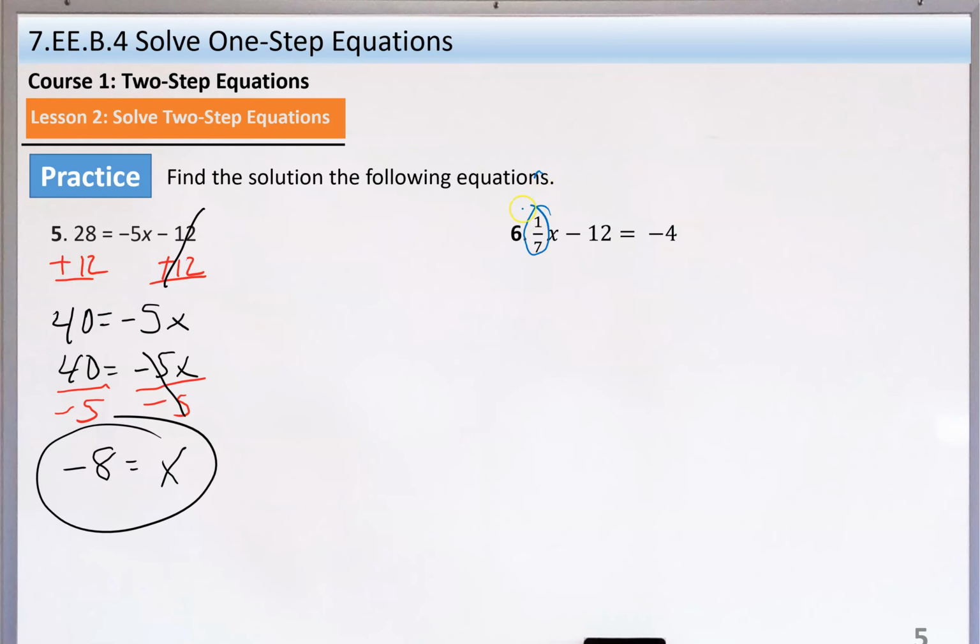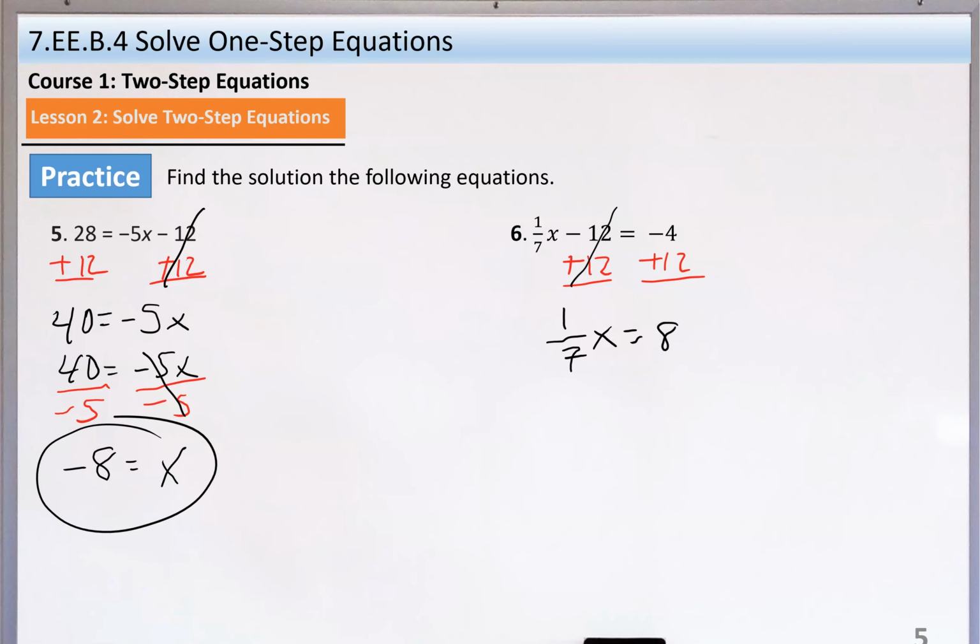I need to undo the subtraction of 12 by adding 12 to both sides. So now I have 1/7 times some number x equals 8.